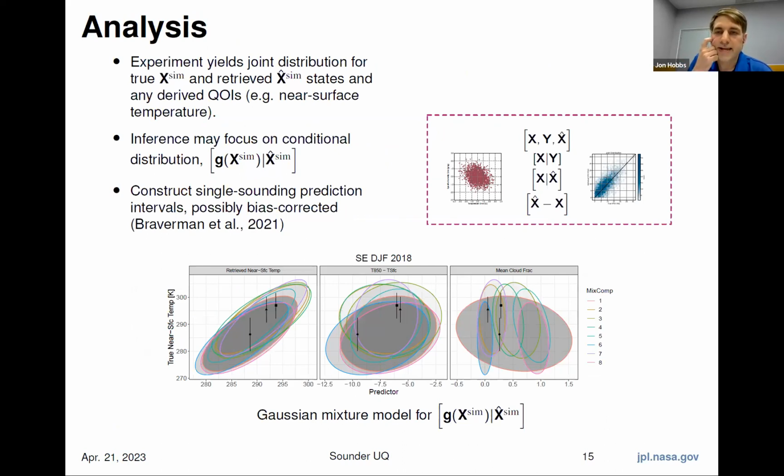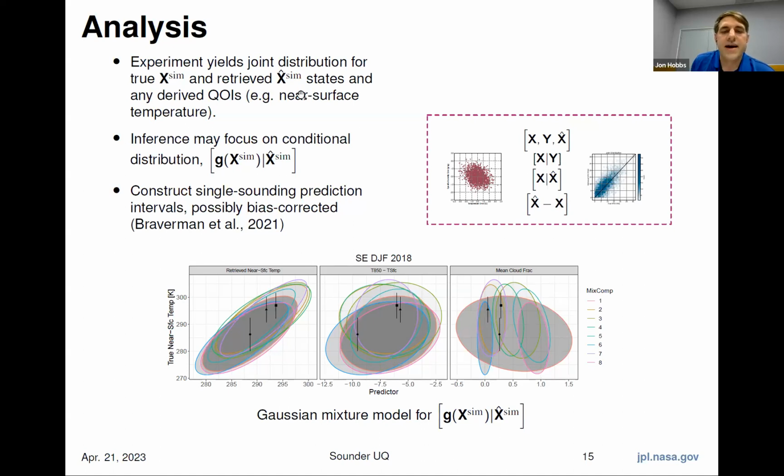So once we do that and carry out the retrieval algorithm, we get to the bottom part of that observing system experiment pipeline, which I've shown on this slide. We have that joint distribution of the synthetic true states, radiances, and retrieved states. And our emphasis in the analysis here is looking at the distribution of the true state given the retrieved state, so X given X hat.